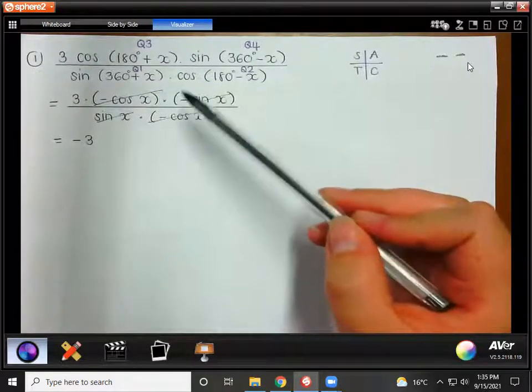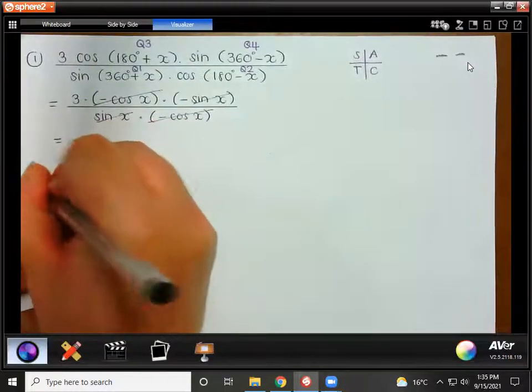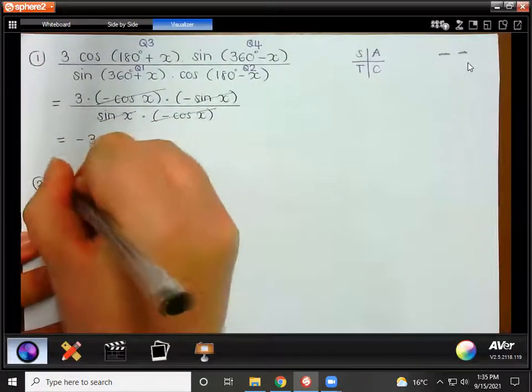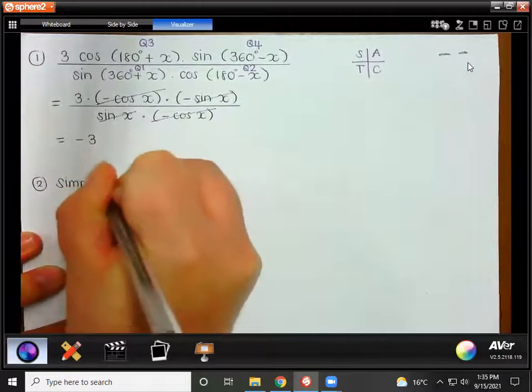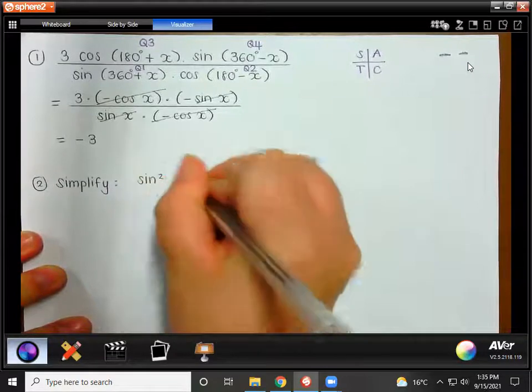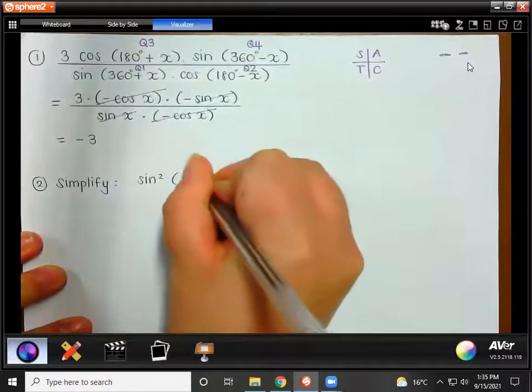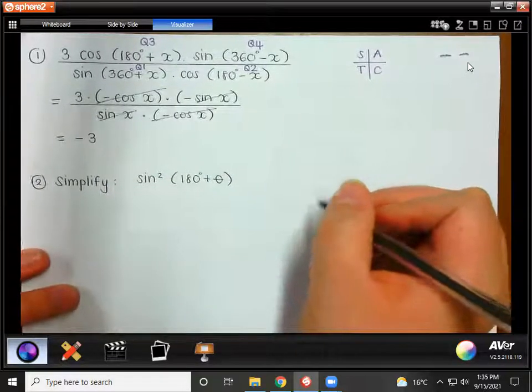We're going to do some more examples now, all right, and we're going to practice this. So let's look at number 2. Again, we have to simplify. Sine squared of 180. It's again a fraction, guys. I'm just writing it quite big. So this is the numerator.